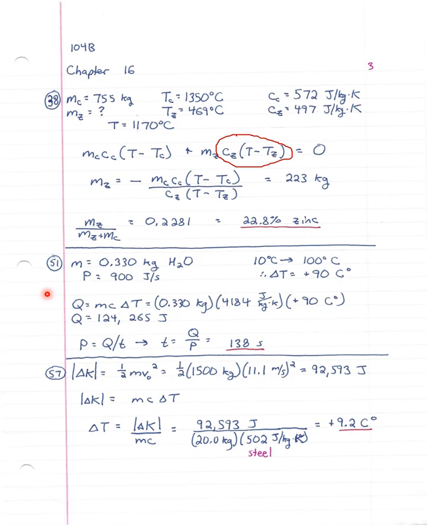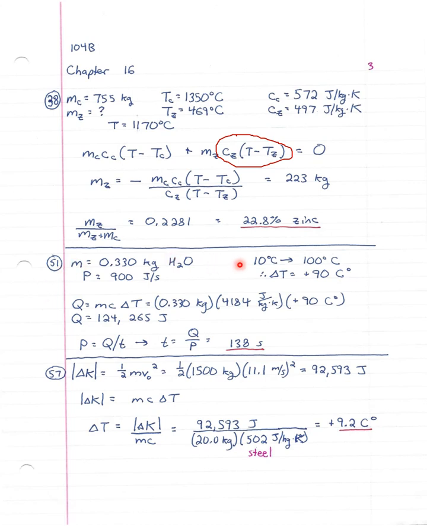Number 51. You draw 330 milliliters of 10 degrees Celsius water from the tap and pop it into a 900-watt microwave oven to heat for tea. How long should you microwave the water so it just reaches the boiling point? Well, you should know that for water, 330 milliliters is the same as 330 cubic centimeters. And because it's water, water is 1 gram per cubic centimeter. So 330 milliliters is 330 grams of water.